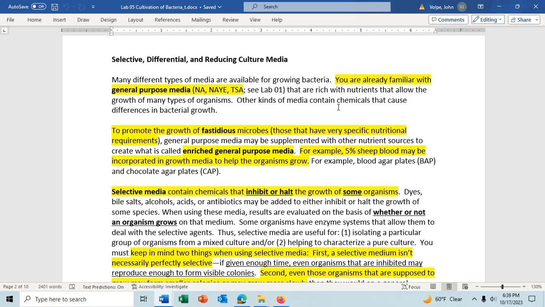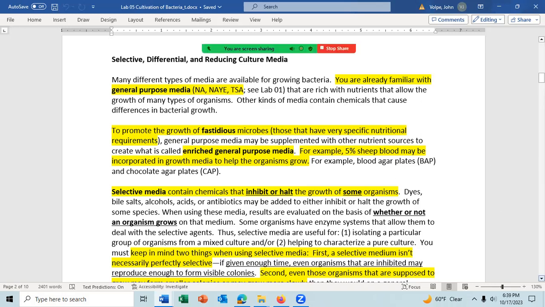For example, Streptococcus pyogenes cannot grow on a general purpose media. It requires additives. And one way to give the additives is to grow the Streptococcus pyogenes on blood agar, meaning the red blood cells supply whatever is required by Streptococcus pyogenes. This we call an enriched general purpose media, or just enriched for short.